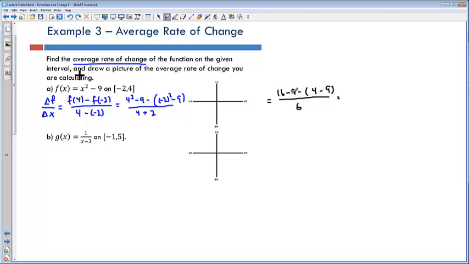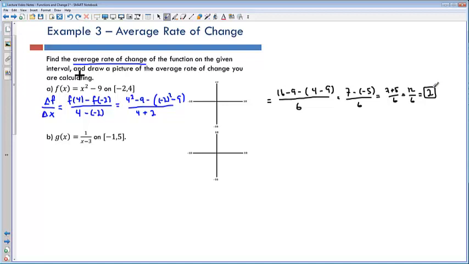And then I have 16 minus 9, which is 7. And then minus, then what do I have here? I have 4 minus 9, which is a negative 5. So in parentheses, a negative 5. All divided by 6. And so that's going to be equal to, it's equal to what? So 7 minus a negative 5 is really 7 plus 5, all over 6, which equals 12 over 6. Oh, that's a nice number, 2. Right, so my answer is equal to 2.